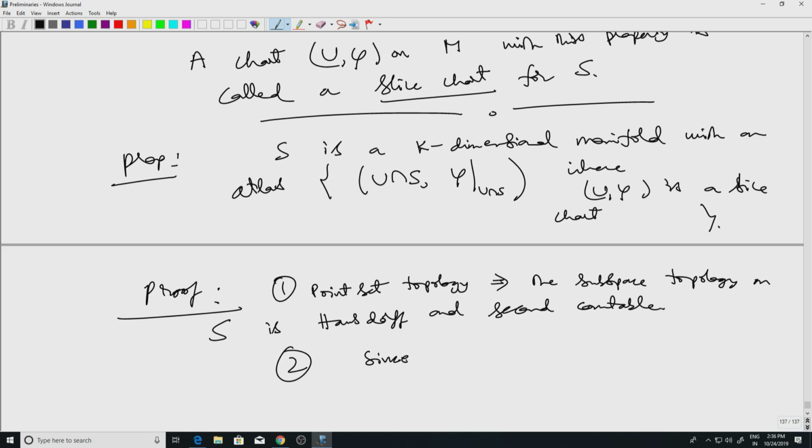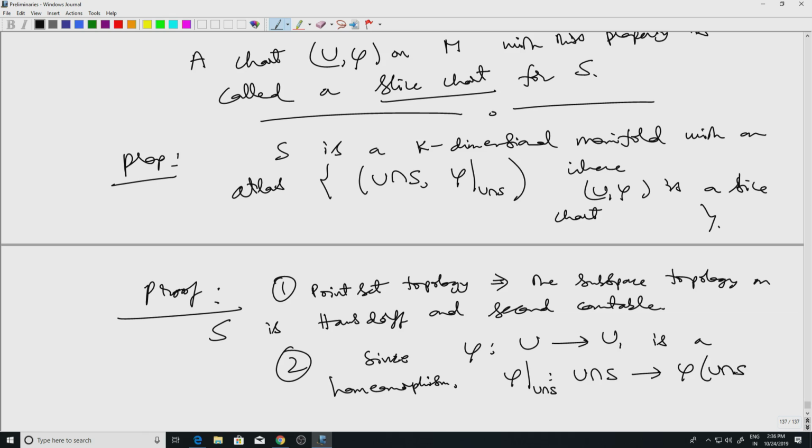Since phi from U to U1 is a homeomorphism, phi of U restricted to S, U intersection S, to phi of... So if I have a homeomorphism and if I restrict it to a subset, it will be a homeomorphism of the subset with the subspace topology onto its image. That's all that I'm saying here.